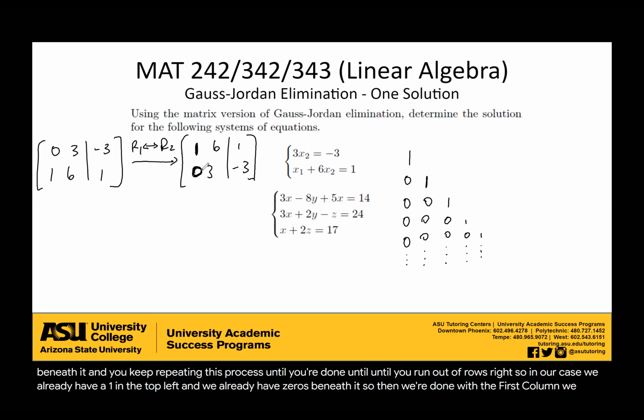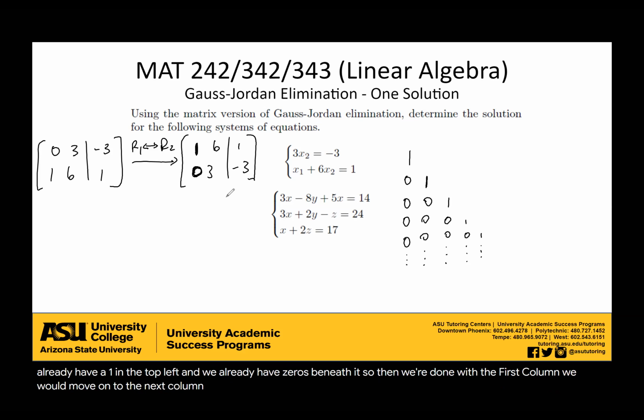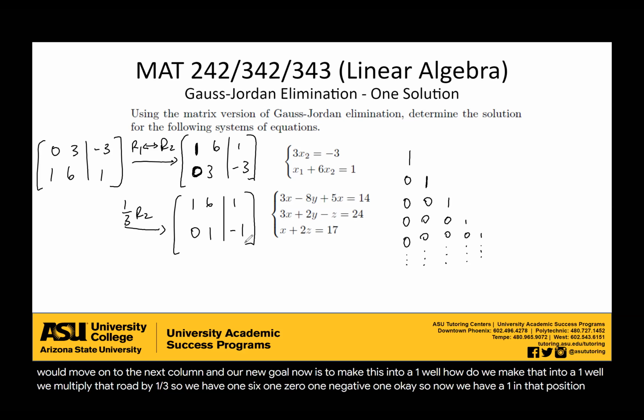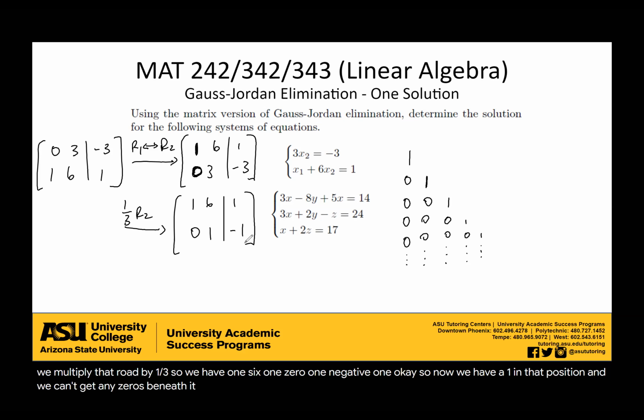We would move on to the next column. And our new goal now is to make this into a 1. Well, how do we make that into a 1? Well, we multiply that row by 1/3. So we have 1, 6, 1, 0, 1, -1. Okay, so now we have a 1 in that position. And we can't get any zeros beneath it because it's at the bottom. And so we're done. Our matrix is now in row echelon form.